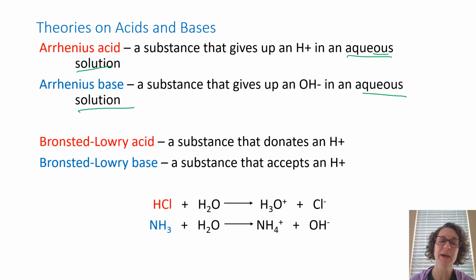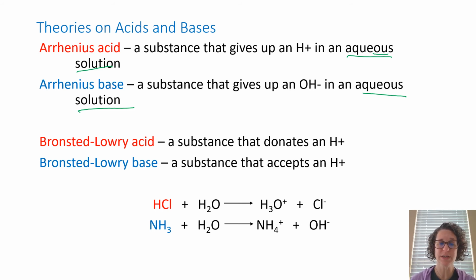Then they said for the base, they dropped the OH part and said, let's just look at what the hydrogen is doing. Let's just stick with one ion. And in a Bronsted-Lowry base, it is the substance that accepts the hydrogen. So in these equations, the reactions that I have down here at the bottom, the highlights, the red is an acid, the blue is a base. And these two meet both of those definitions.